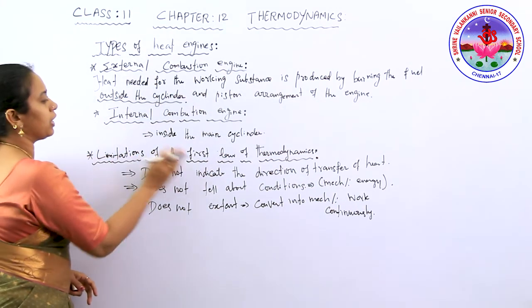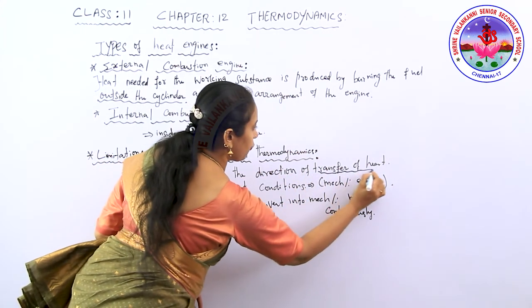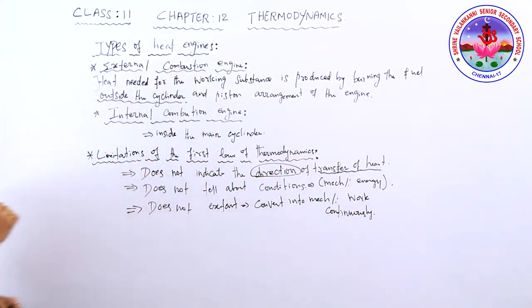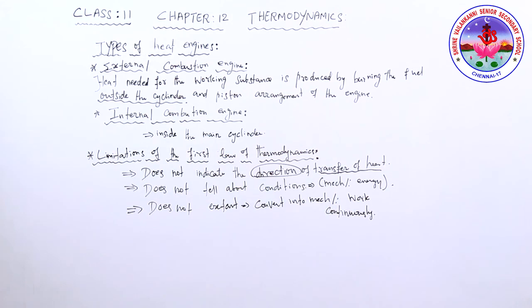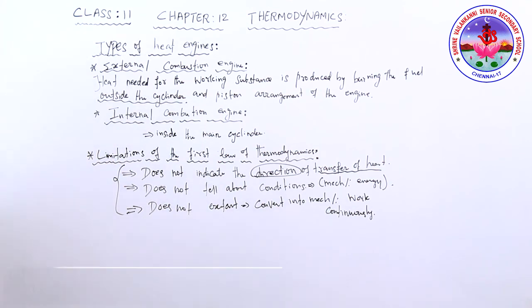And the limitations of the first law of thermodynamics. It does not indicate the direction of transfer of heat, so it is difficult to use for the engine materials. It also does not tell about the conditions under which heat can be converted into mechanical energy. And it does not indicate the extent to which heat can be converted into mechanical work continuously. So these are some limitations of the first law of thermodynamics.